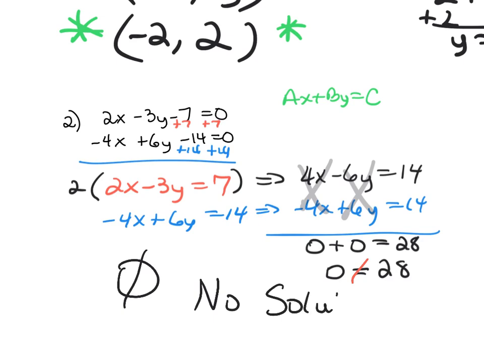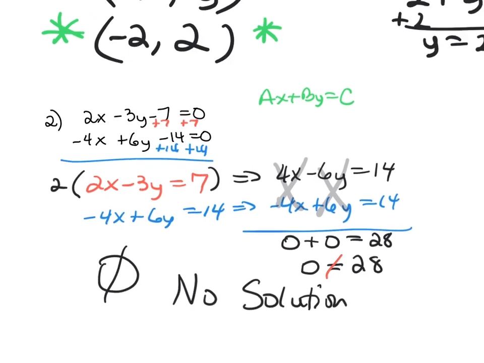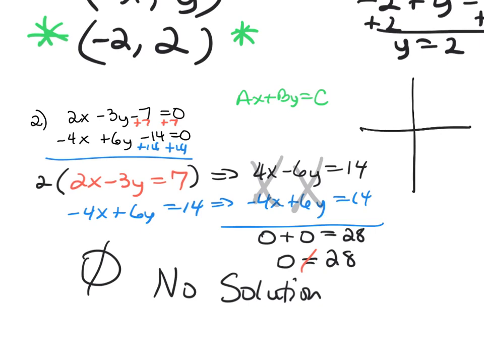And if you think about the graph of this, when I go to graph these two lines, they're parallel. So when they do not cross, that's the no solution, meaning that these two lines, if you were to graph them, they would be parallel.